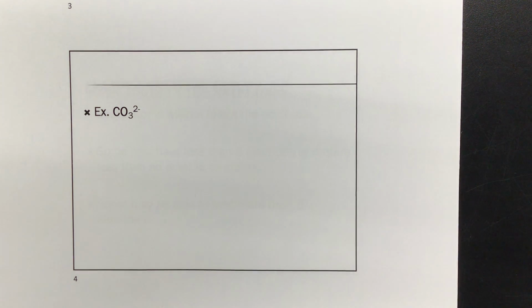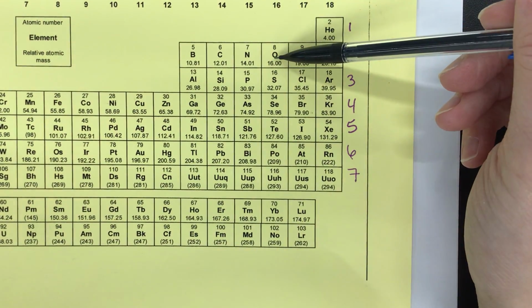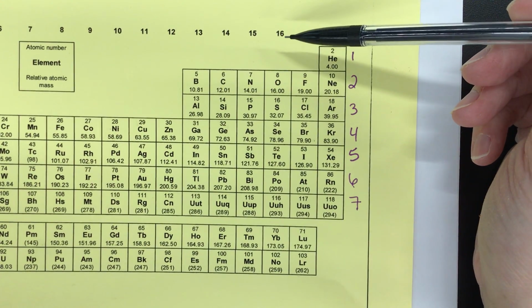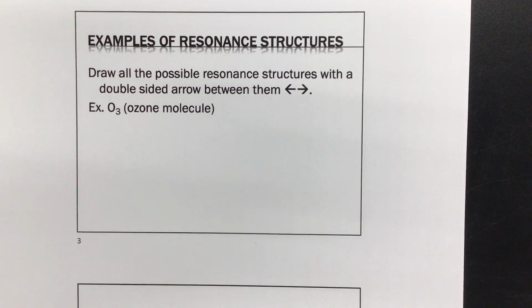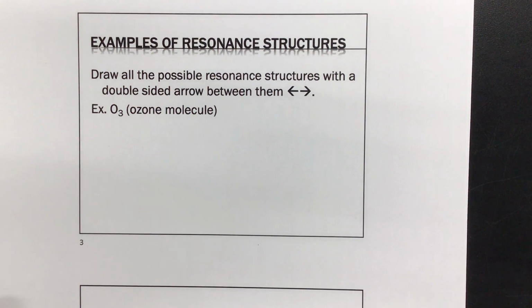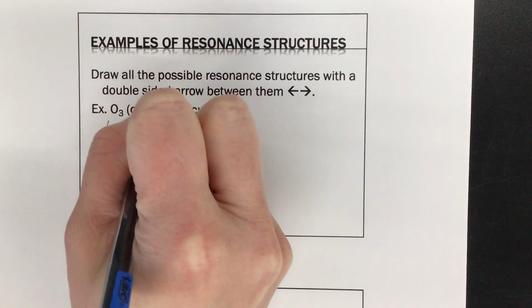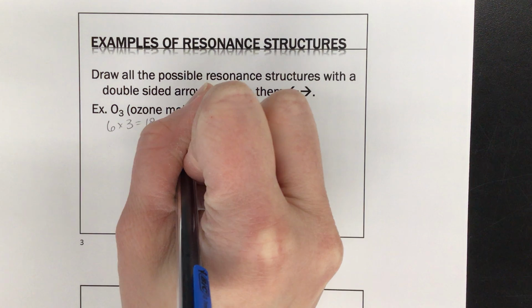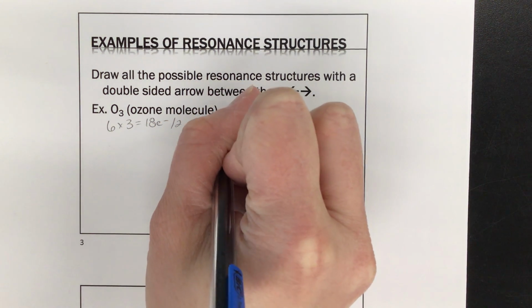Ozone is O3, so let's go figure out how many pairs of electrons we have to work with. Oxygen is in group 16, so that gives me 6 valence electrons to work with. 6 times 3 would be 18 electrons. Divide that by 2 would give me 9 pairs.